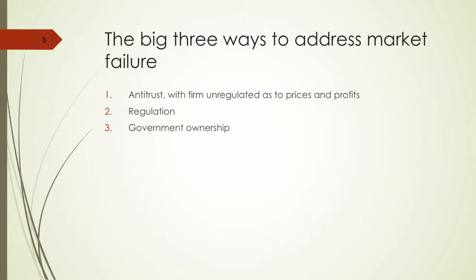A second way of addressing market failure is through good old-fashioned regulation, where we limit the abilities of firms to produce because we set rules and create boundaries or limitations on their ability to produce. In some cases, we'll go the opposite direction and try to encourage more production, depending upon whether society deems there's too much of something or too little of something.